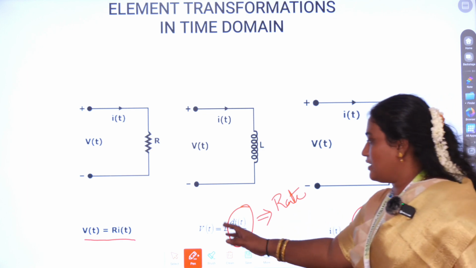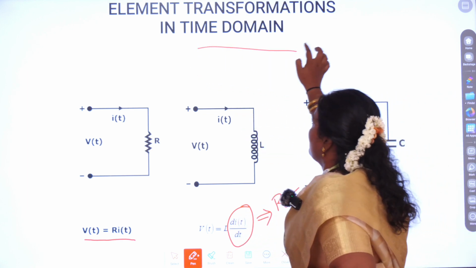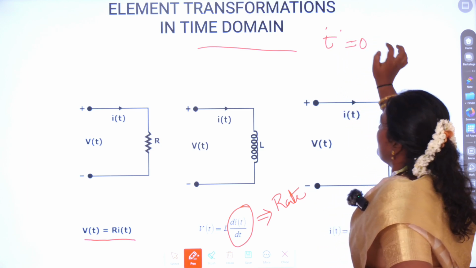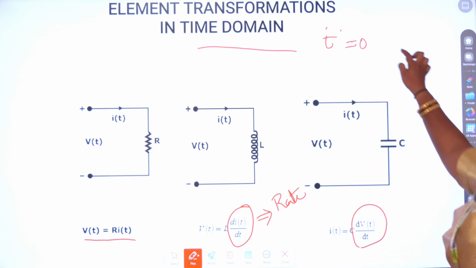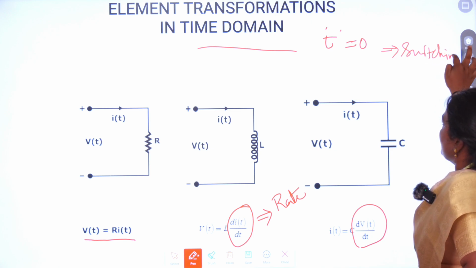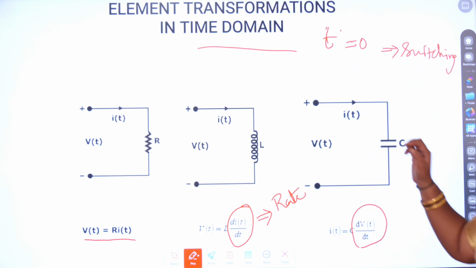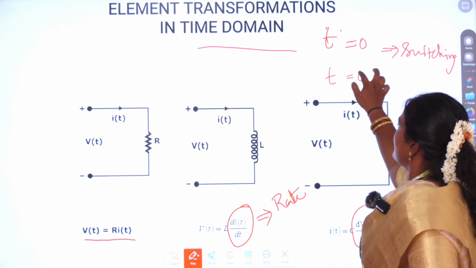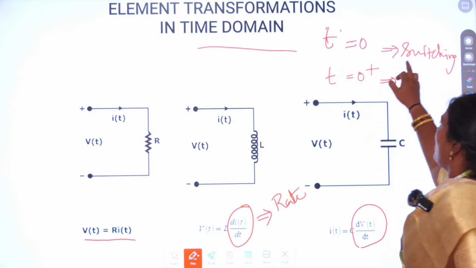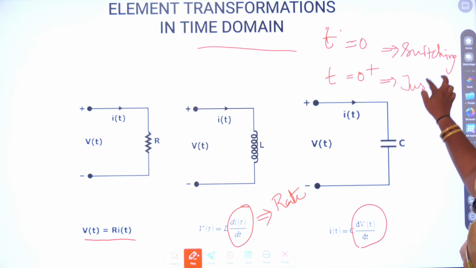Here, for transient analysis, you have the time domain. In the time domain, when I say t is equal to 0, that is called the switching time. So when t is equal to 0, it is called the switching time. T is equal to 0 plus indicates that it is just after switching.